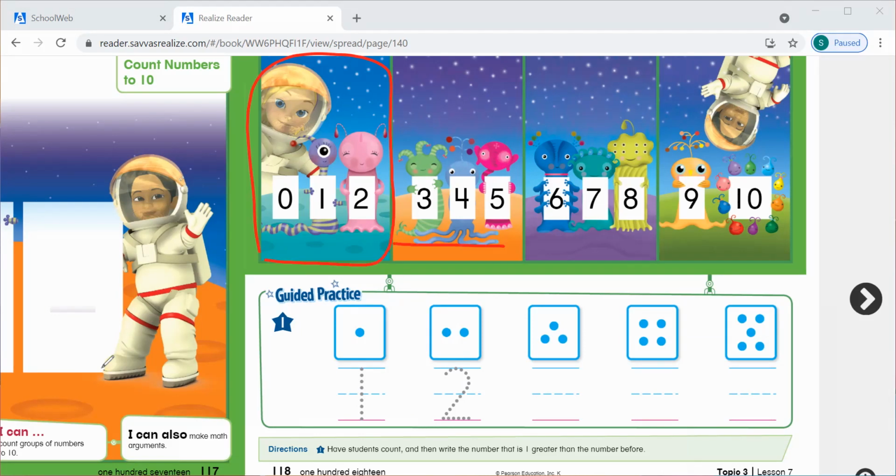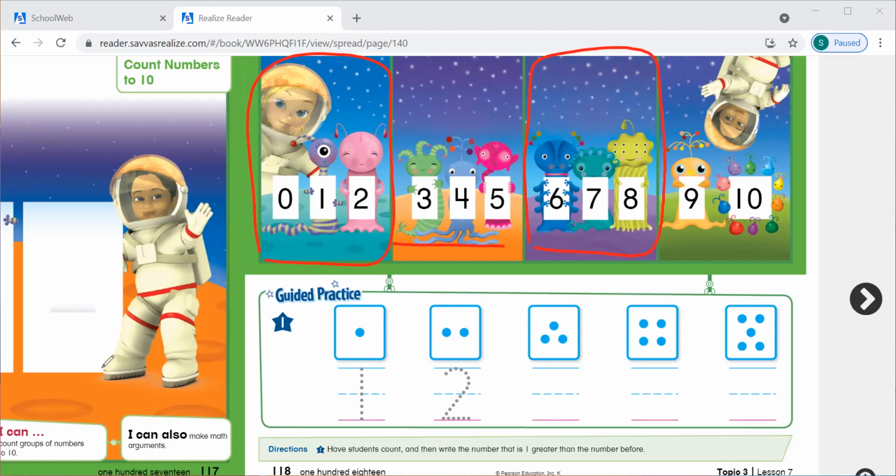So let's look at the next box here. What numbers do you see there? 3, 4, and 5. Are they in order? Yes, they are. What number do you think comes next? 6. Why is that? Because 6 is 1 greater than 5. So what numbers do we see over here in the third box? We see 6, 7, and 8. And how do you know that they're in order? We know this because each number is 1 greater than the one before it.